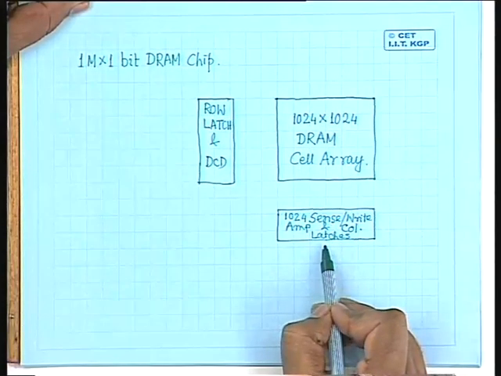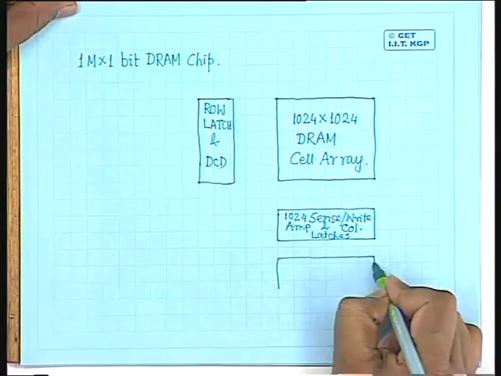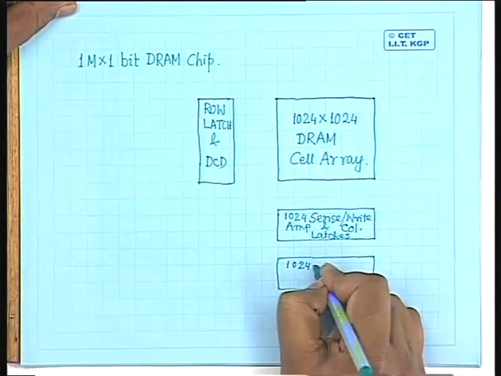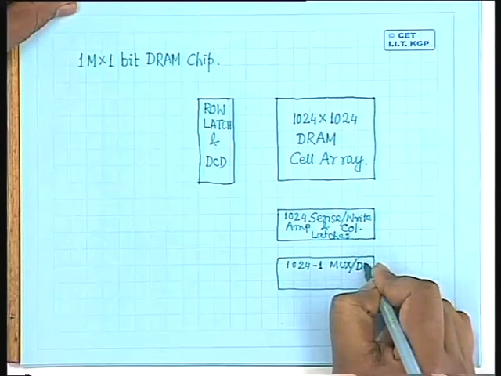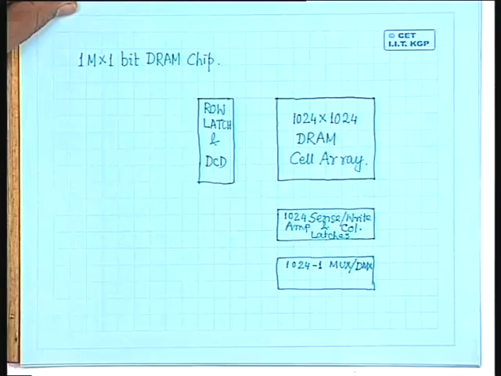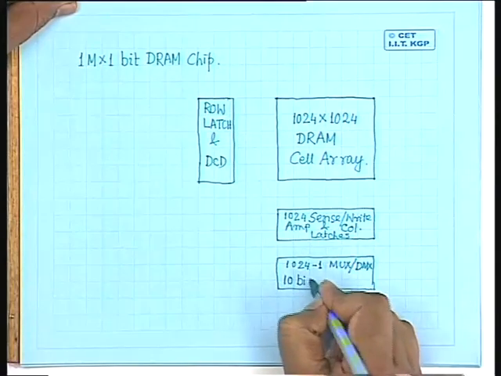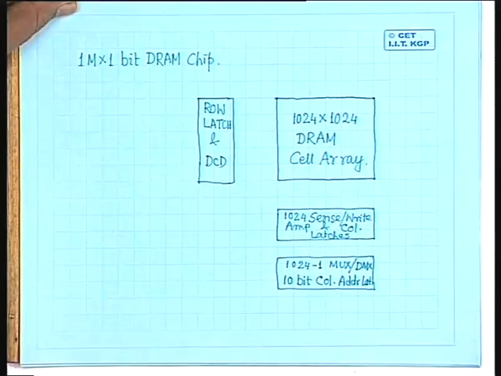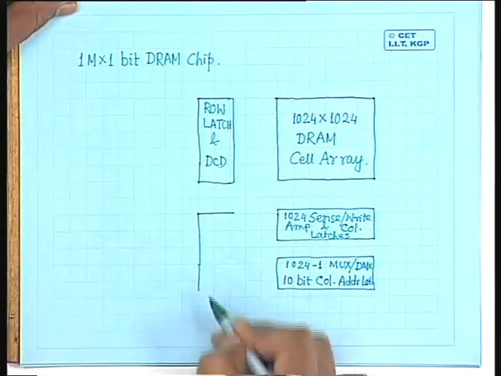From these 1024 columns, I have to select one particular bit, which is to be done by the column selector or a multiplexer. So I have to have another component, which will be a 1024 to 1 multiplexer, or a demultiplexer from 1 to 1024, which will be needed for the writing operation. In addition to this, I have to have a 10-bit column address latch. And here I have to have a controller. These are all additional circuits which are not needed in case of static RAM array.